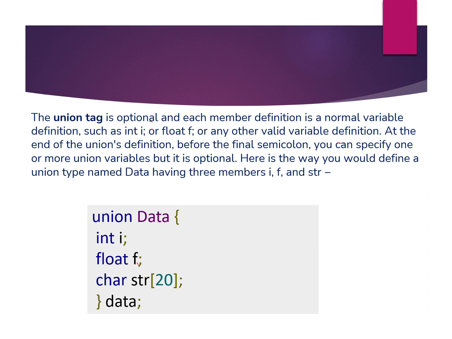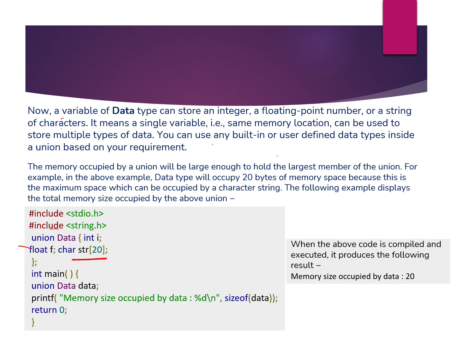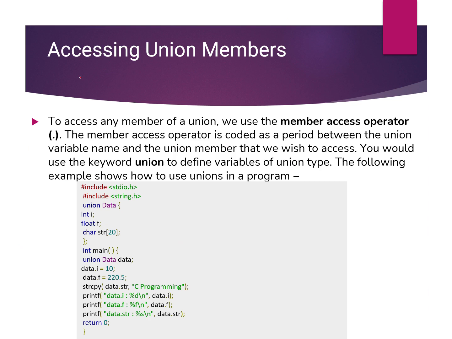Okay, so where were we? This is what we were discussing here. Now, how do we access union members? To access any member of a union, we use the member access operator, that is the dot. You have seen this in class, in structure, and in union. We create an object and use the dot to access the members.